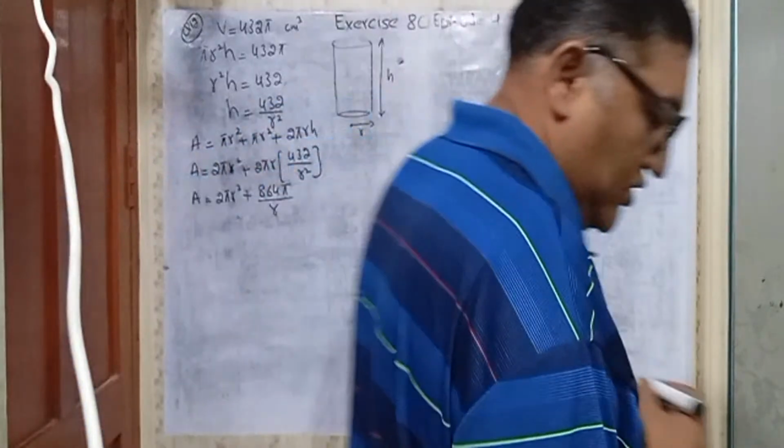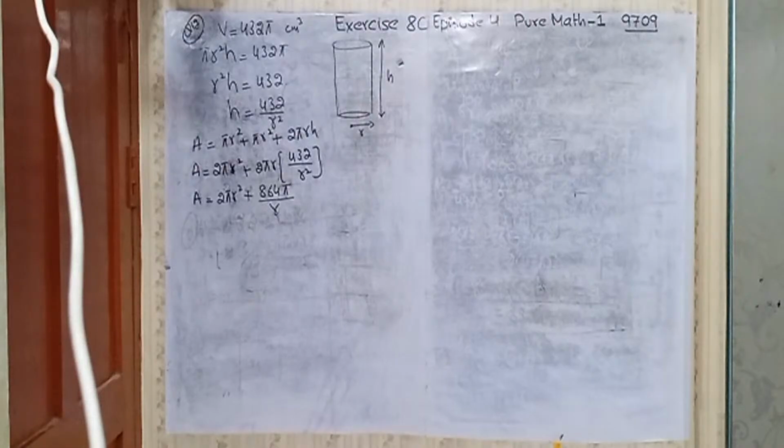Okay. So the area, this is, I think, what we have to show. The area is 2 pi r square plus 864 pi divided by r. Okay, so this was the b part. We have to show the area is this. Okay, then we have the c part. He says find the value for r for which there is a stationary value of A. So very simple, you have to differentiate it.